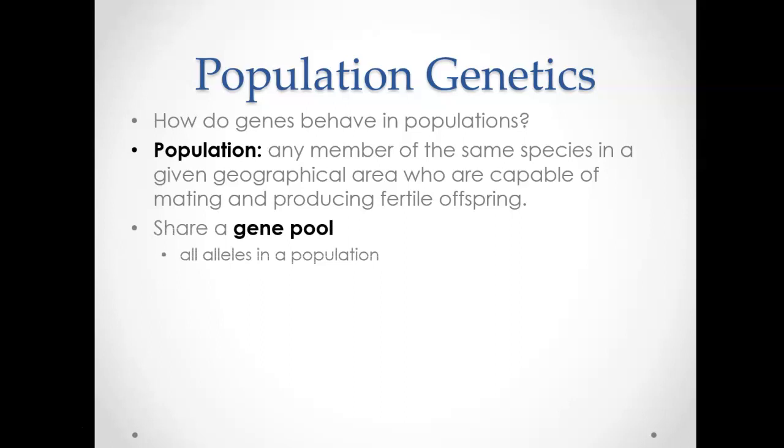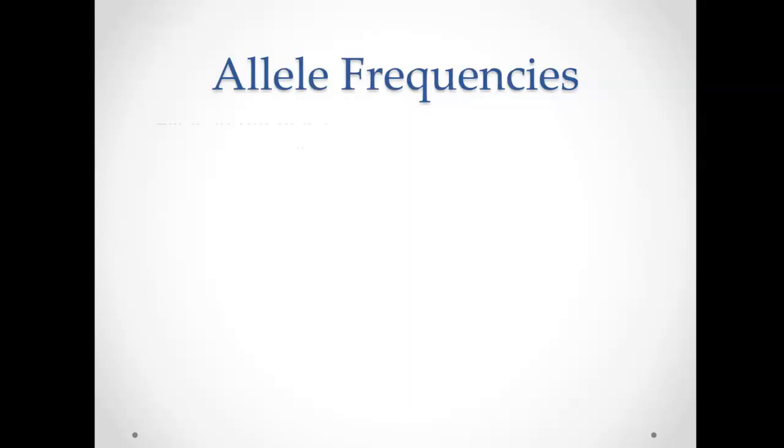So all of the members of a population share what's called a gene pool. And a gene pool is every single allele in that population. Remember, alleles are alternate forms of a gene. So you're looking at all the different varieties of genes we have in a population. We call that the gene pool.